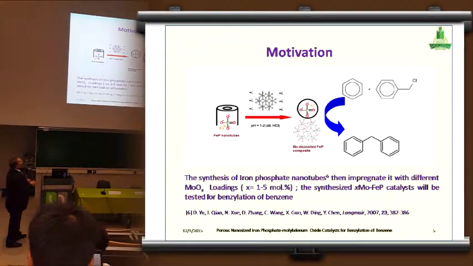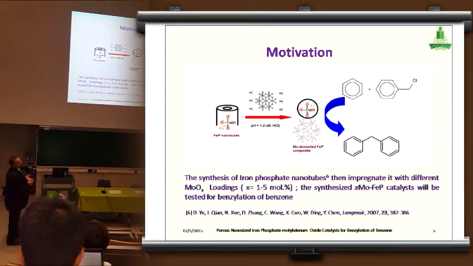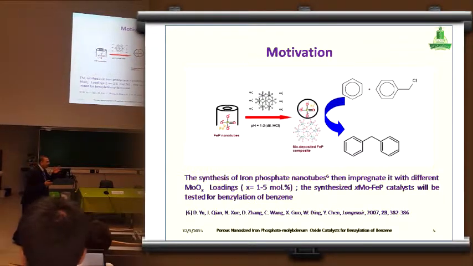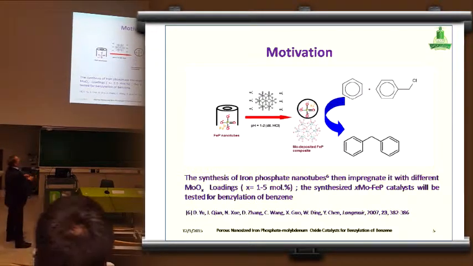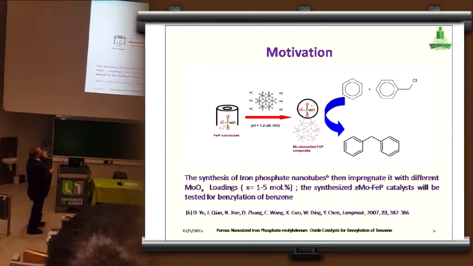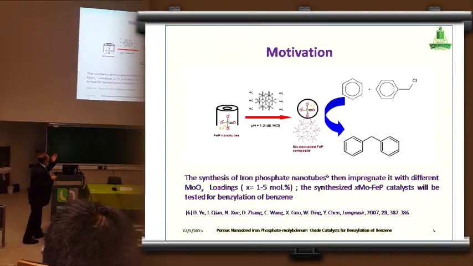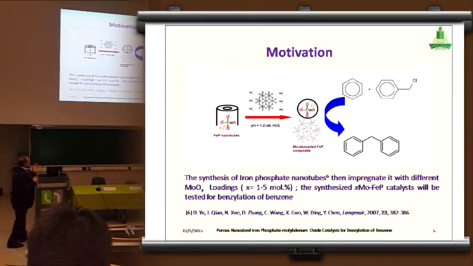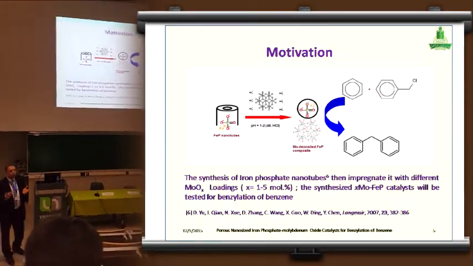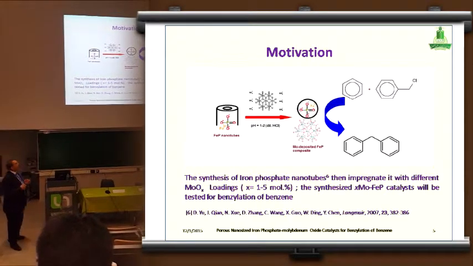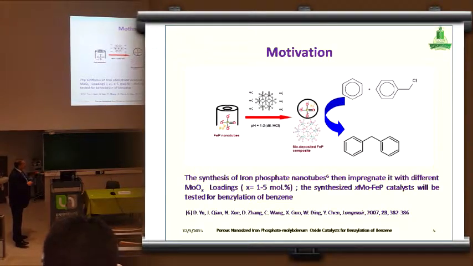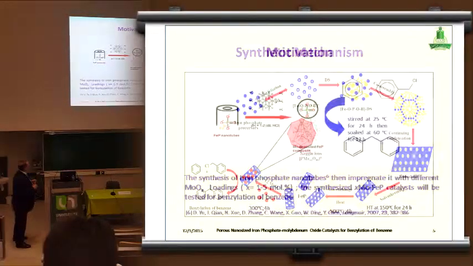So our motivation: our previous work was using iron-supported zirconia. We got nice results, but the leaching process was still there. So we started to prepare iron phosphate nanotubes according to the literature, and loaded different amounts of molybdenum on the surface of the nanotubes itself, doing some treatments in order to have a catalyst which we could expect to have higher reactivity as well as resist the problem of leaching of that species.